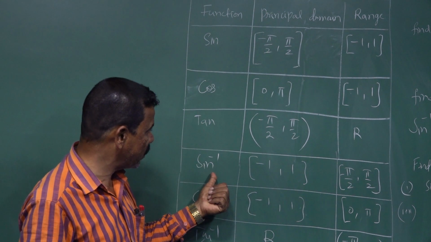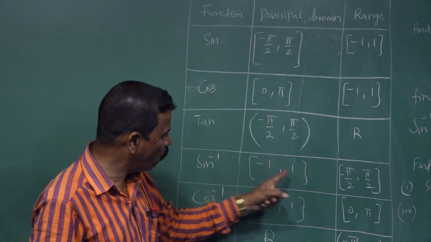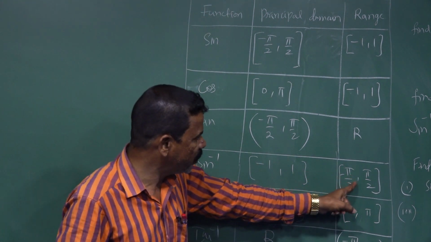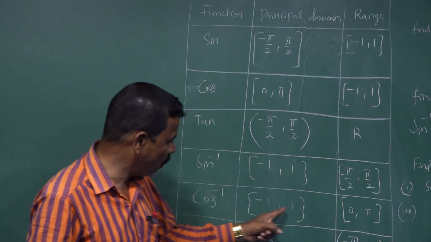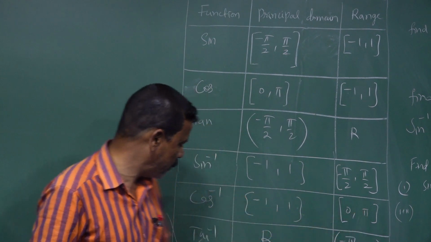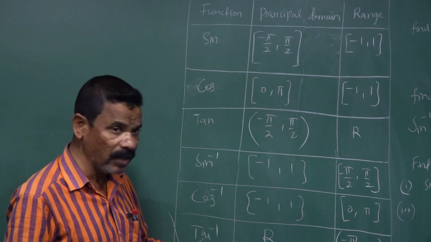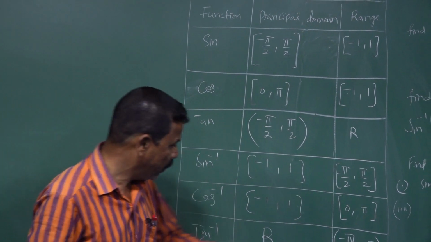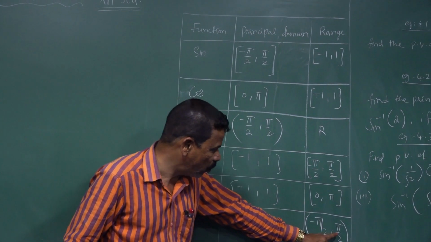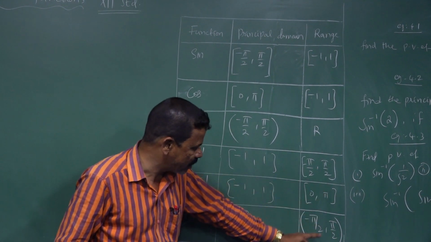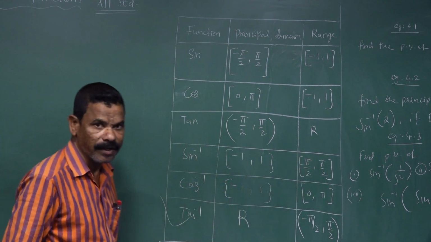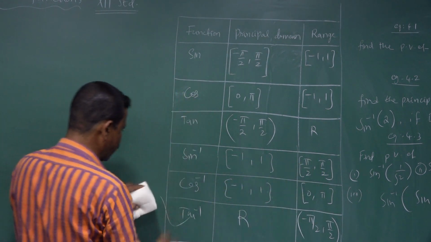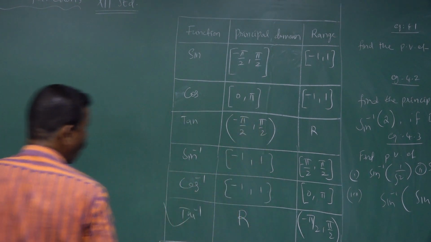Here sin inverse has domain -1 to 1, and the range is -90 to +90. Cos inverse has domain -1 to 1 and range 0 to π. Tan inverse has domain all real values, and the principal range is -90 to +90. These are compulsory, note that. Sin inverse range is -90 to +90. According to this table, we take the formulas.